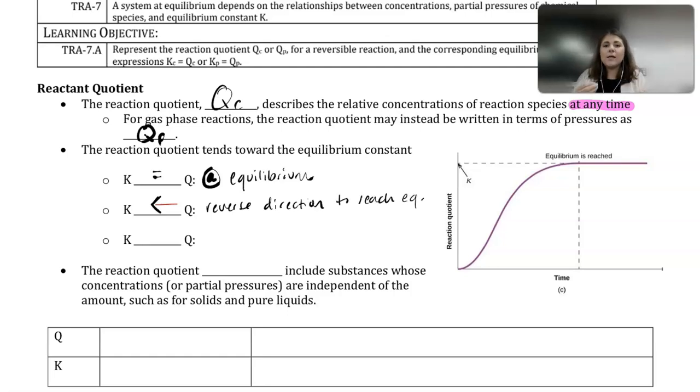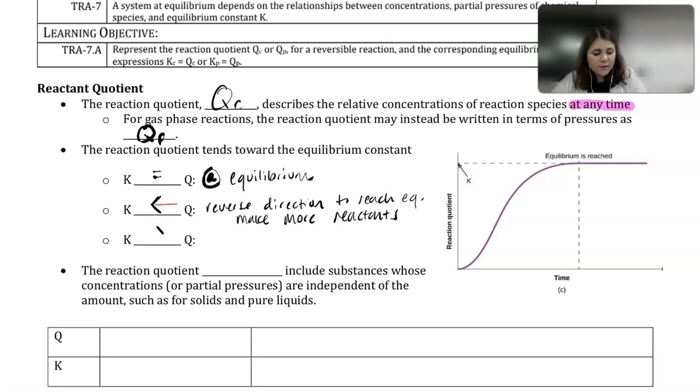So again, comparing K and Q can tell you, hey, where are you at right now? Do we need to make more reactants? Do we need to make more products? In this case, we need to go to the left. What is to the left? The reactants. So going in the reverse direction, we can make more reactants to get us to equilibrium.